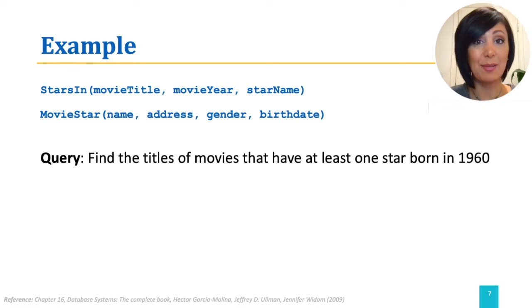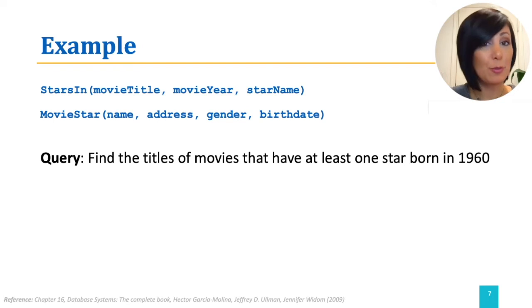Here comes the exciting part. How do we use these rules? Let's see an example using a movies database. Assume the schema of a relation named stars in is defined as movie title, movie year, and star name, which is designed to show which celebrity stars in which movie. And the schema of relation movie star is defined as name, address, gender, and birth date, which is to store the celebrity information.